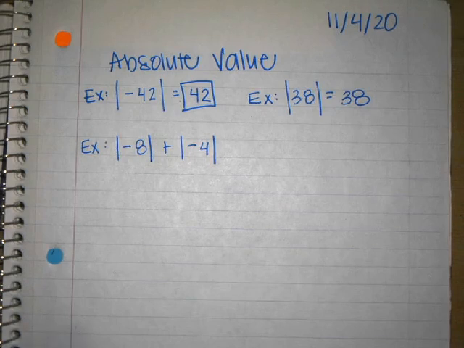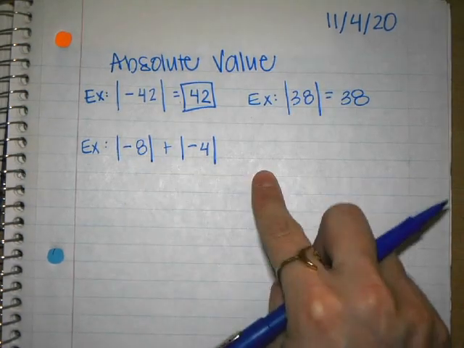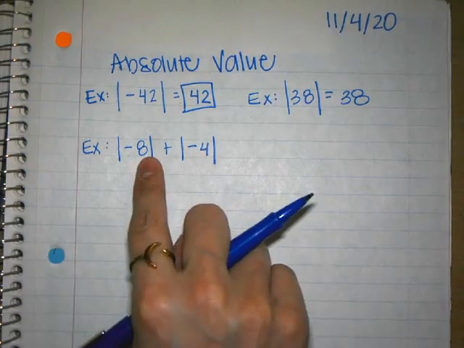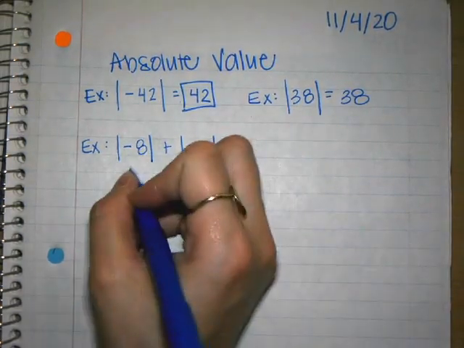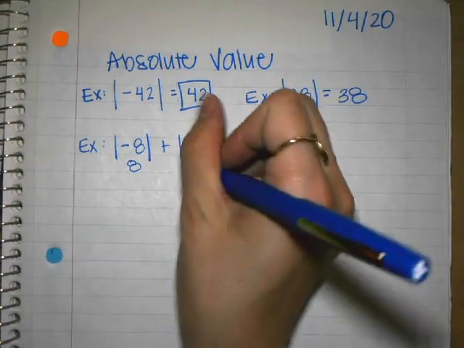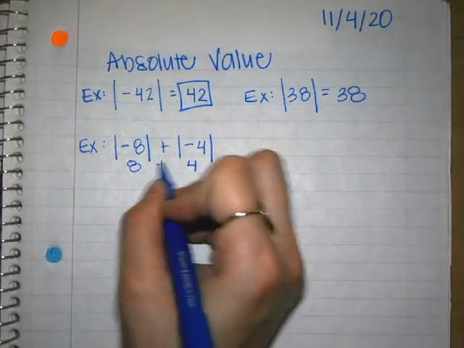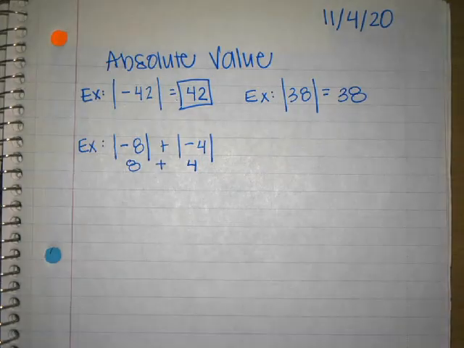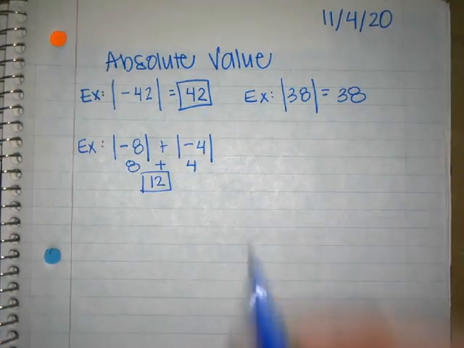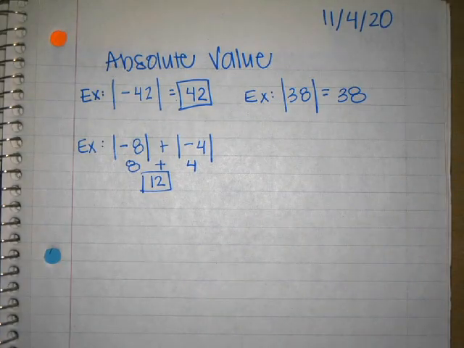find the absolute value of -8 and the absolute value of -4. So everyone, what is the absolute value of -8? 8. What is the absolute value of -4? 4. Now what's my problem say? 8 plus 4. Which is? 12. So what's the absolute value of 0? Just 0? Mm-hmm. Yes. 0.